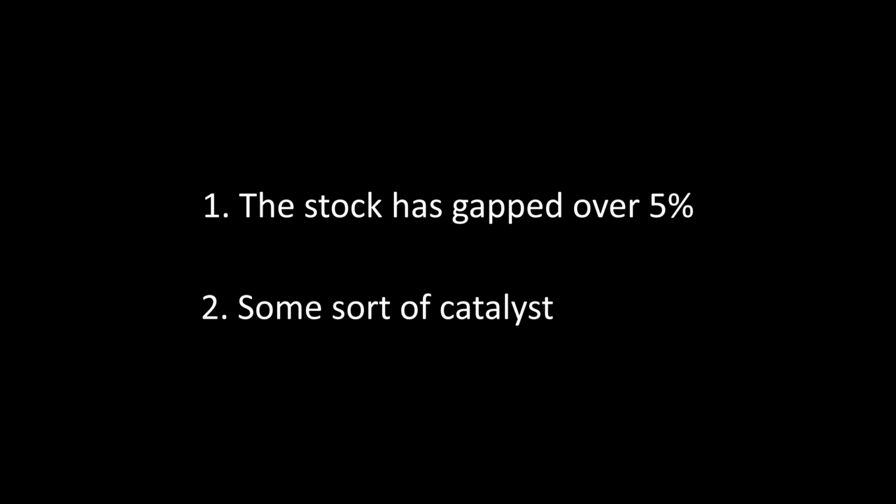The last two constraints that determine whether or not I'm willing to trade a stock are that it has gapped over 5%, which is to open 5% higher at the market open than it did at the previous close, and that it has some sort of catalyst, which is usually in the form of news. This is important for a couple of reasons. The first is that these two factors will both attract a lot of retail attention, which contributes to more volume. And as we already mentioned, that volume is necessary for volatility and liquidity.